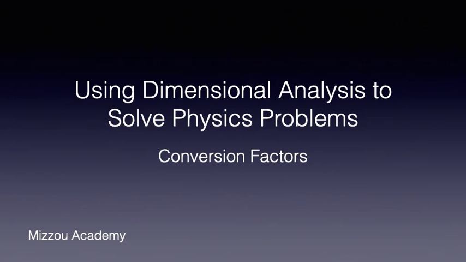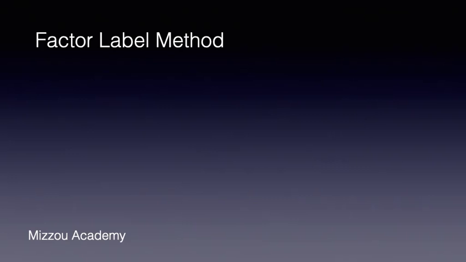Hi guys! Today we're going to talk about the factor label method, which is just a technique used to solve problems. We use this in physics and chemistry, or really anywhere that you work with data, a lot. Since the factor label method makes use of the units of measure to help guide our thinking, this is a form of dimensional analysis. You might ask, well, what exactly is the factor label method? I would tell you that it's just a method for solving problems.